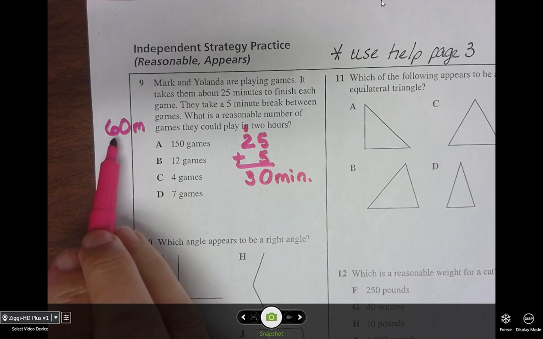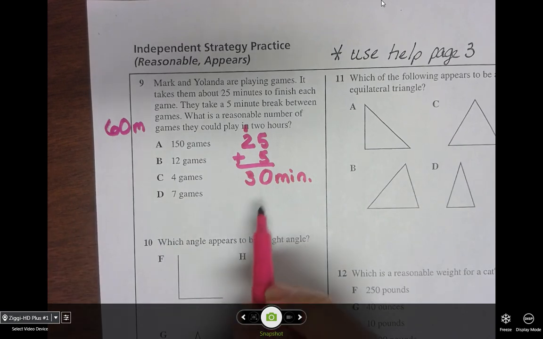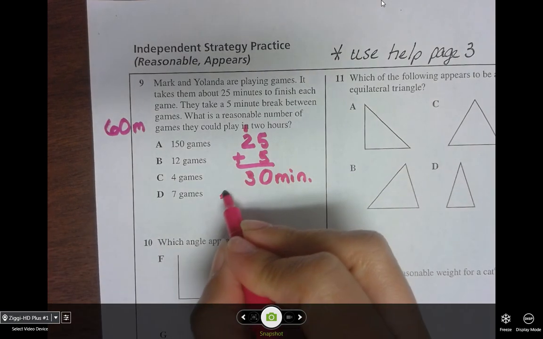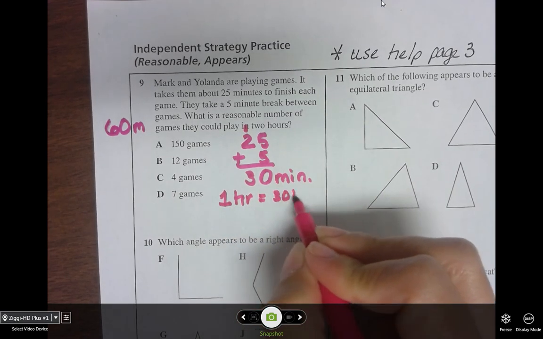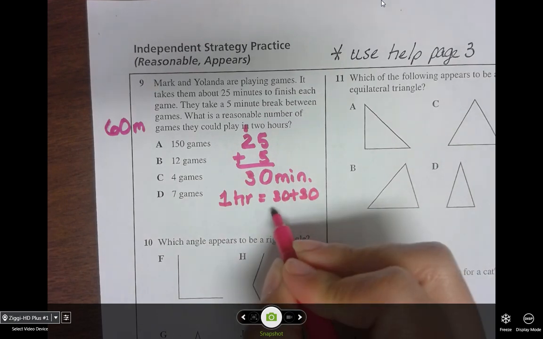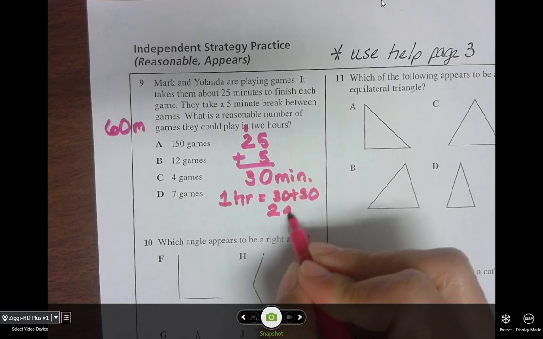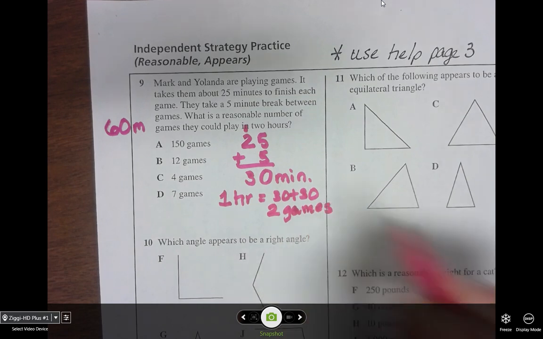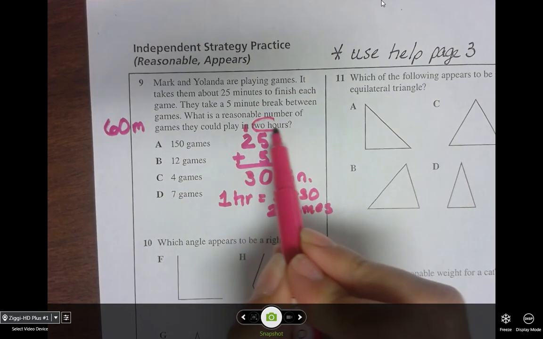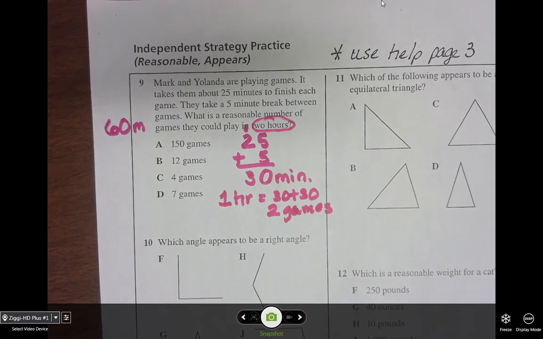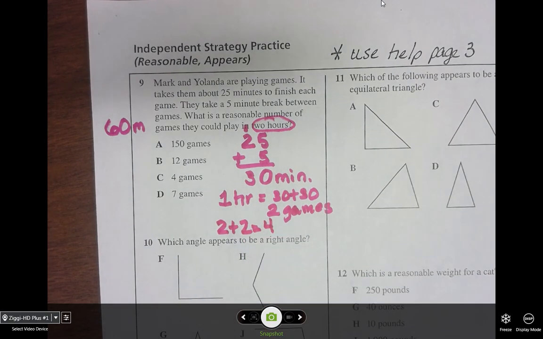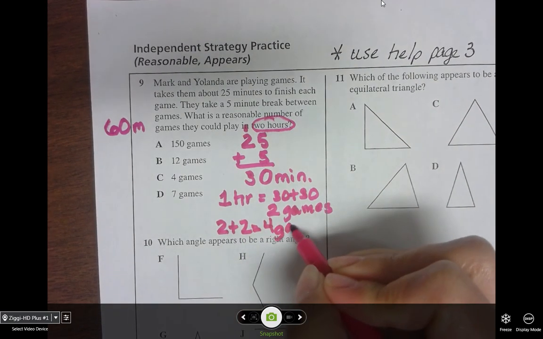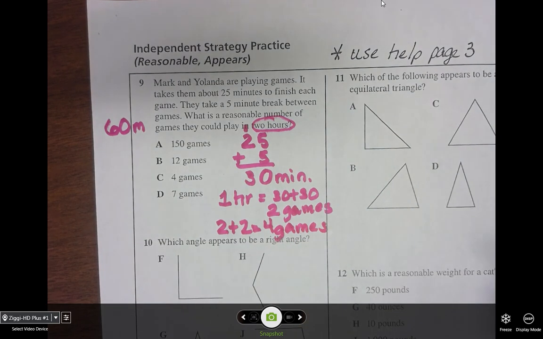So if an hour is 60 minutes, how many games can we play in 1 hour? Well, 30 plus 30 equals 60. So I'm going to say 2 games. I agree with that. 30 plus 30 would be 60, which would be 2 games. Now, the problem says how many can they play in 2 hours. So if we can play 2 games in 1 hour, we would have 2 plus 2, which would equal 4 games.